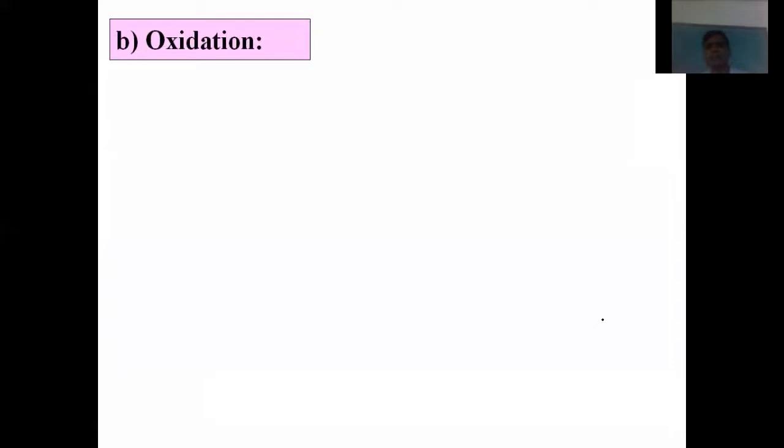Next reaction, oxidation. How does the pyrrole undergo oxidation? Generally, what is meant by oxidation? Yes, we can simply say that if there is addition of oxygen, or if there is a removal of hydrogen, then those reactions are called oxidation. Now let's see how the pyrrole undergoes oxidation reaction.